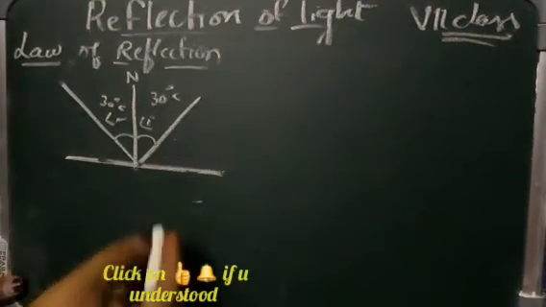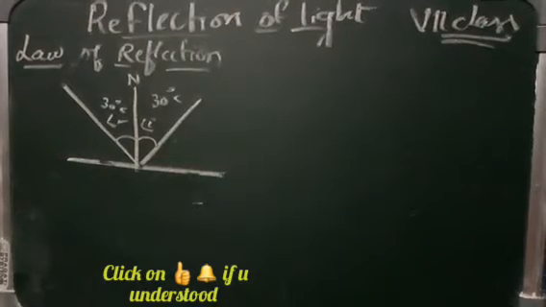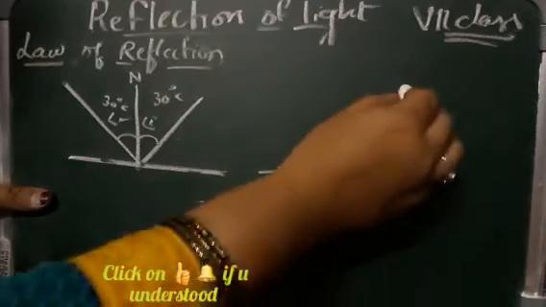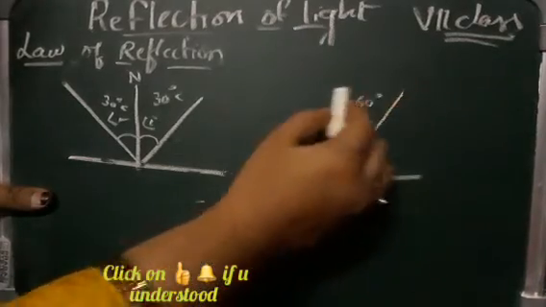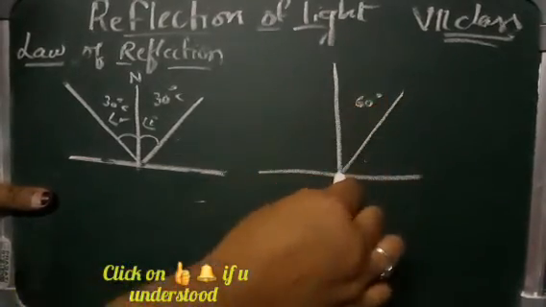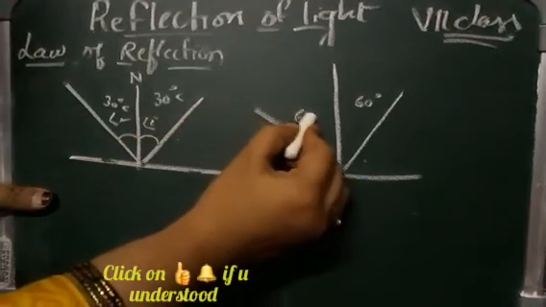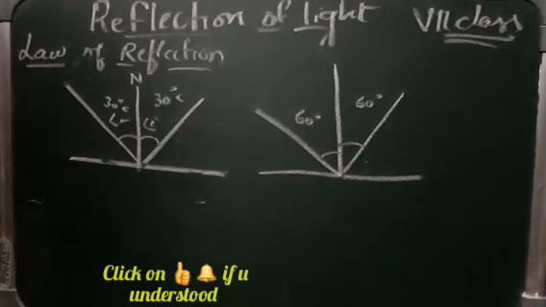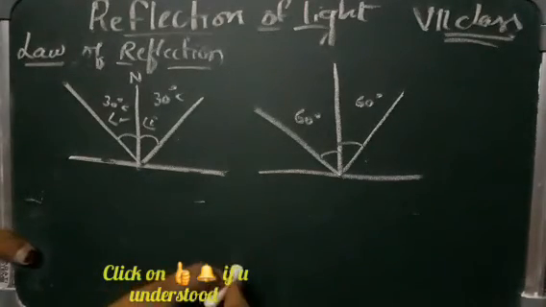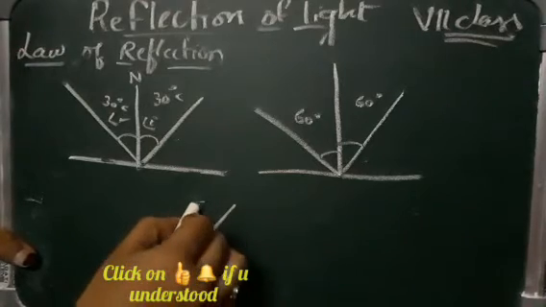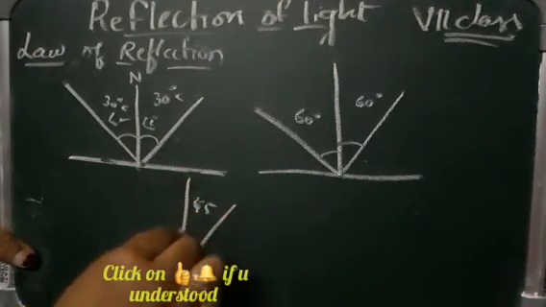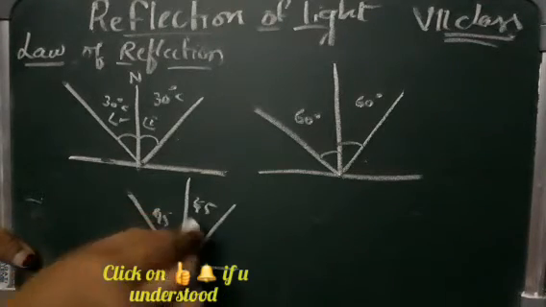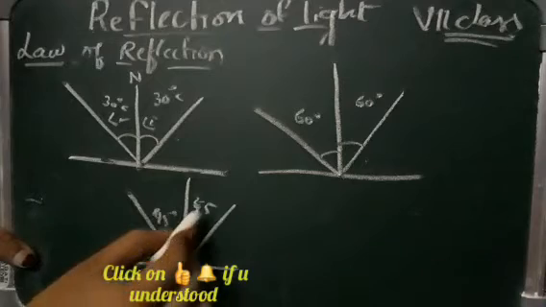Okay, if you again keep the same pins at 60 degrees, then the angle of incidence will also be 60 degrees. The angle of reflection and angle of incidence will both be 60 degrees. If you keep the pins at 45 degrees, the angle of incidence and angle of reflection will also be 45 degrees.